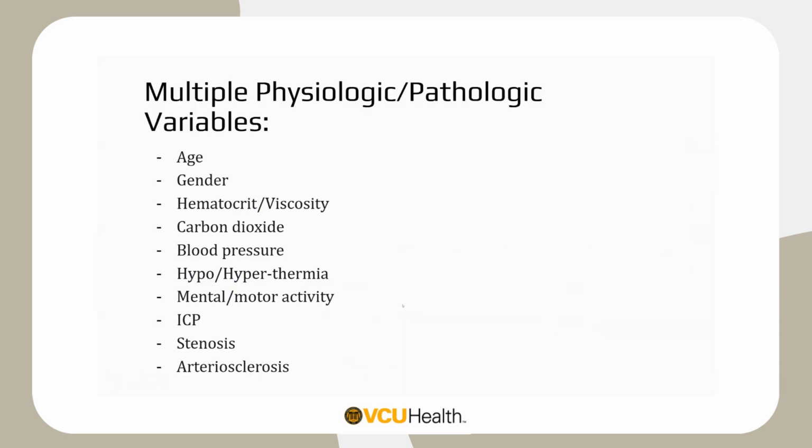So multiple physiologic and pathologic variables influence these variables. So these velocity variables and the pulsatility index, age, sex or gender, hematocrit, and related to that, the viscosity of the blood. So as we see in patients with anemia or sickle cell anemia, you might see elevated velocities. Carbon dioxide, a potent vasoconstrictor and vasodilator, will influence these. Blood pressure, even with an intact autoregulation system, you can have some influence on the velocity, and especially the PI can be influenced.